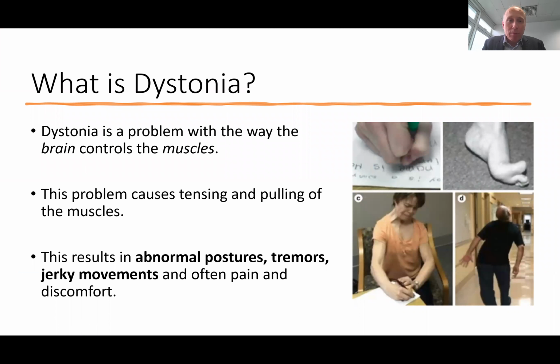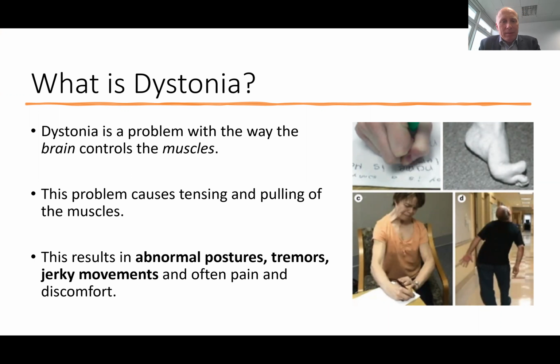Dystonia is a problem with the way the brain is controlling the muscles. So it's a movement disorder. It's a problem with movement control. And the thing that's gone wrong is the control of movement in the brain. And so that means that the messages that are being sent from the brain to the muscles are incorrect. And that means that in people who have dystonia, the muscles are doing things that the person doesn't intend, they don't want to do. It's an involuntary movement disorder.